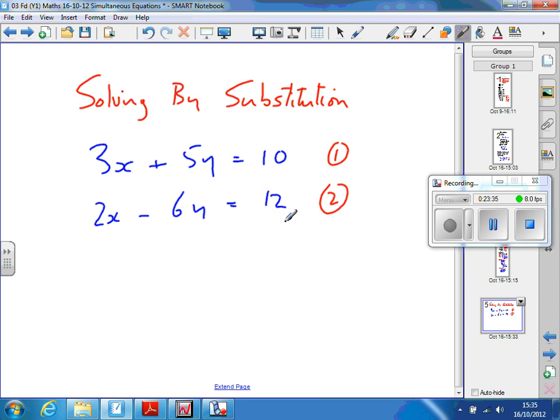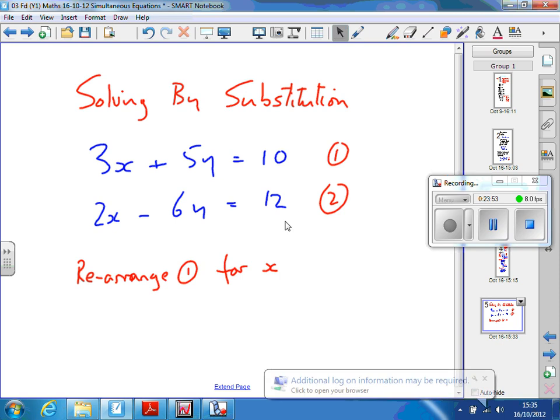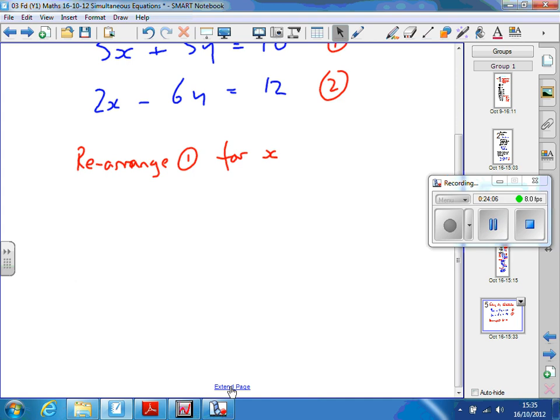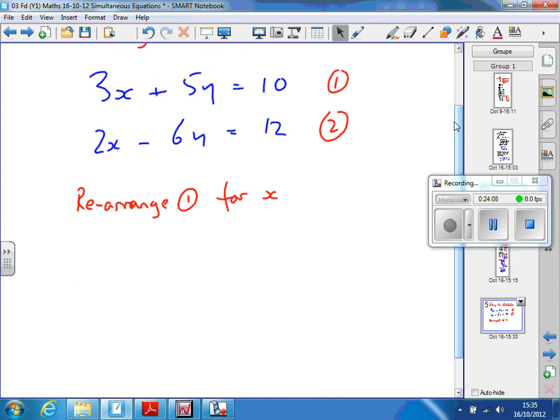I'm going to rearrange equation 1, say for x. It doesn't matter which way I do it, okay? So let's do that. Rearrange 1 for x. These are quite straightforward equations, so actually it's just as easy to rearrange for x as it is for y. So I had no decision to make as to which is the easiest to rearrange, because they're both fairly straightforward linear equations.